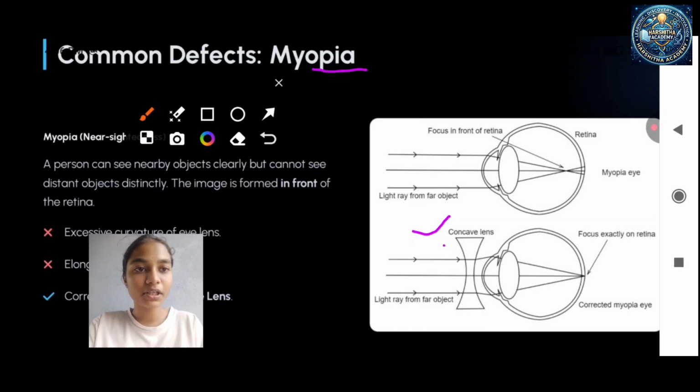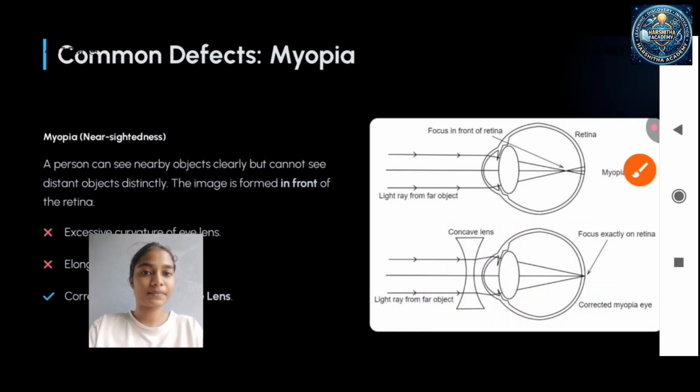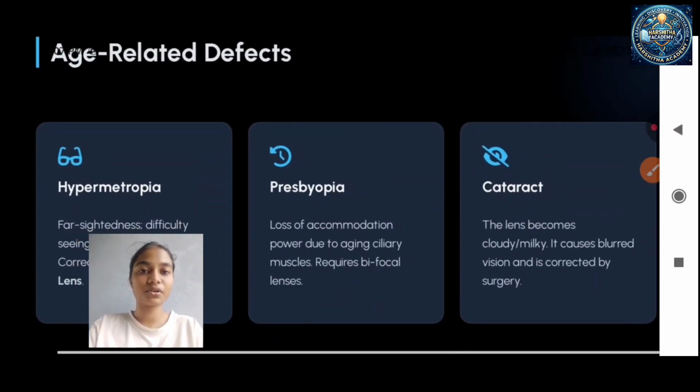If you keep a concave lens, we know that we can correct this myopia defect by a concave lens. Alright. So if you put this concave lens in front of the eyeball, the defect is gone, because you can observe in this picture the light rays go like this and converge here, and the image is formed on the retina. So the image definitely forms on the retina, because of using this concave lens. And next, let's go on to the next slide.